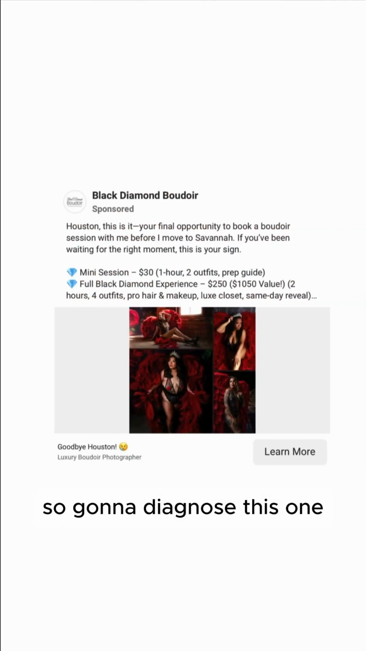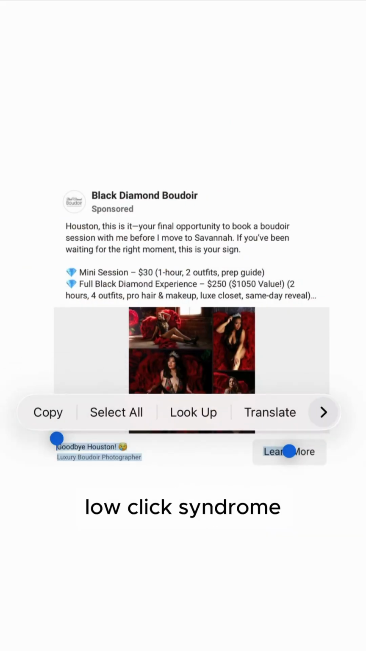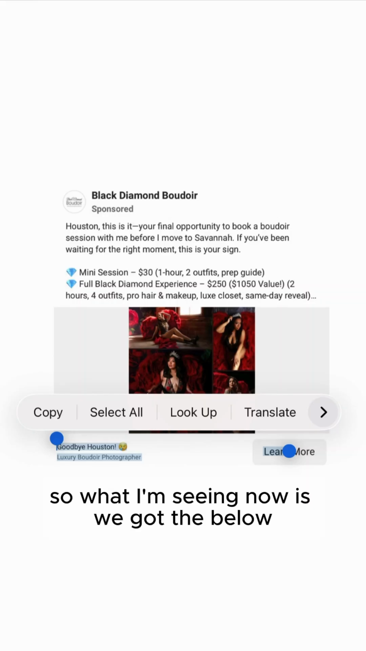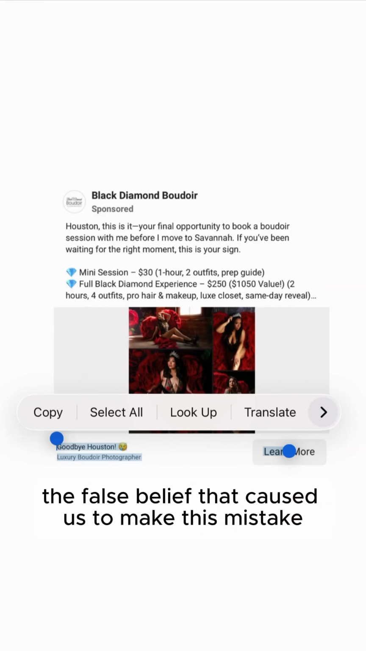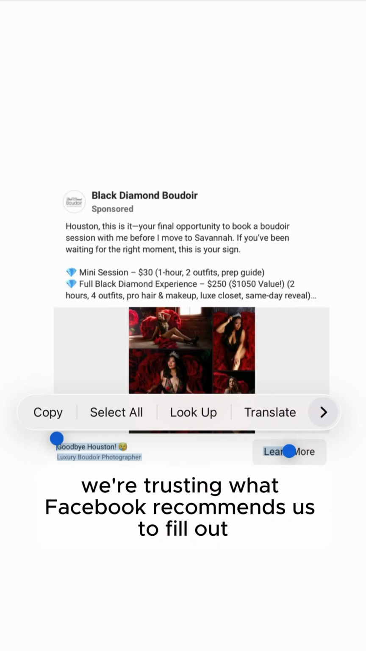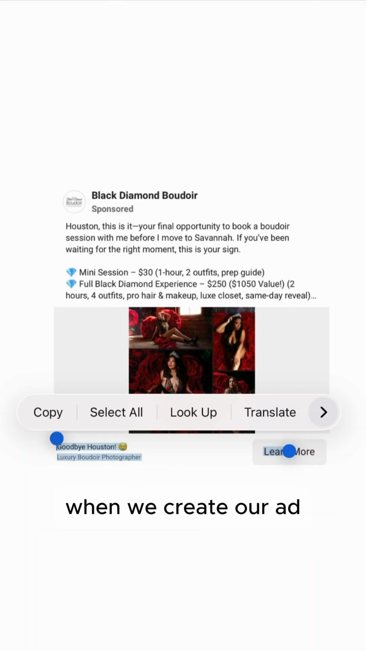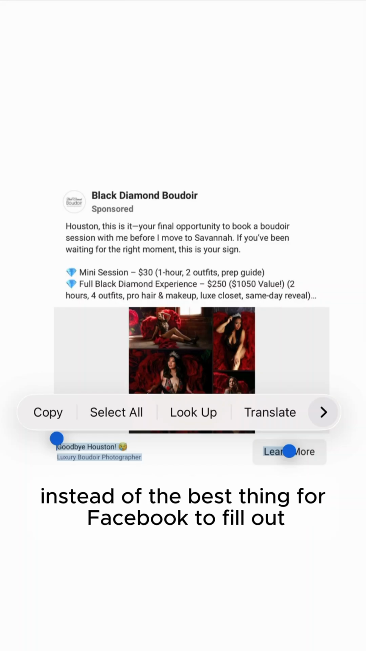So going to diagnose this one. We're going to see if it has BLCS, aka Boudoir low click syndrome. What I'm seeing now is we've got the below creative cluster mistake. The false belief that caused us to make this mistake is that we're trusting what Facebook recommends us to fill out when we create our ad is the best thing for us to fill out, instead of the best thing for Facebook to fill out.